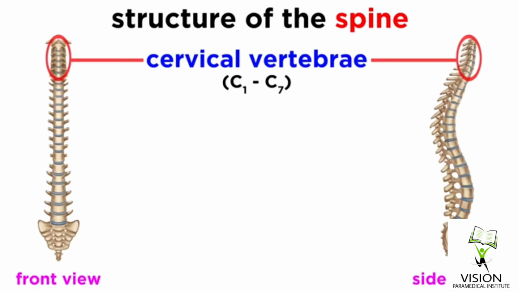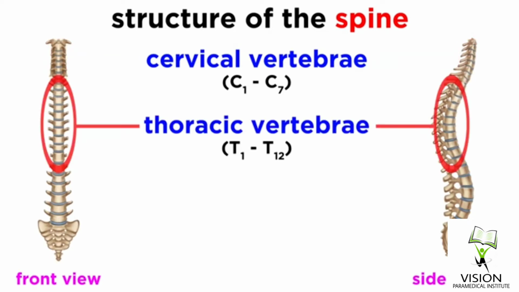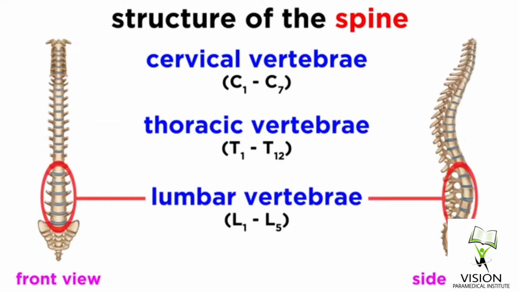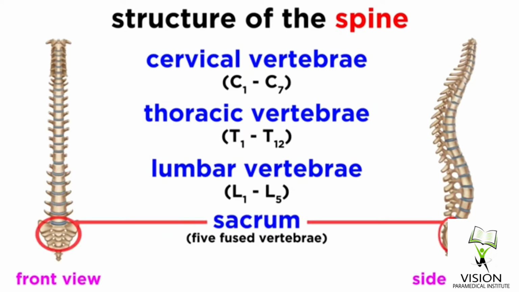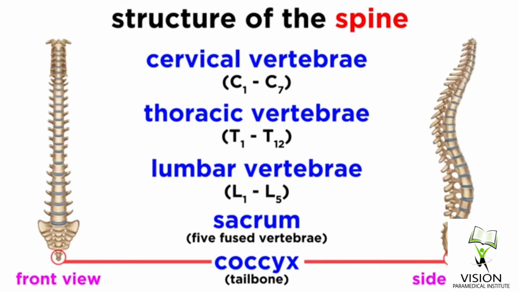At the top, we have the cervical vertebrae, which are the first 7. The next 12 are called the thoracic vertebrae. The remaining 5 are called the lumbar vertebrae. We should note that the vertebrae get larger as we go down in order to support more and more weight. Below the vertebrae, we can find the sacrum, which is actually 5 vertebrae fused together. And lastly, below the sacrum, there is the coccyx, otherwise known as the tailbone, which is made of a few tiny vertebrae fused together.